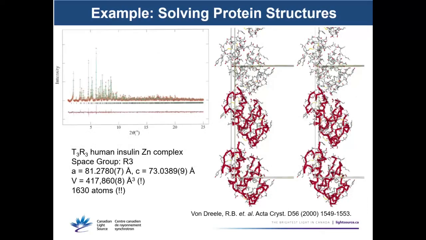You can even solve things like macromolecules and protein structures using powder diffraction. This is an insulin complex, which was solved by Bob, who we're lucky enough to have here today. And he's also the author of the GSAS and GSAS-II software packages. And he used synchrotron powder diffraction to solve the structure of this protein complex. This molecule has 1,630 independent atoms, and the unit cell is just enormous for people that are accustomed to small molecules. Bob did this over 20 years ago, and it still blows my mind looking at it, that he actually managed to solve this.